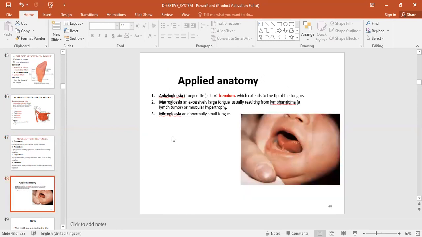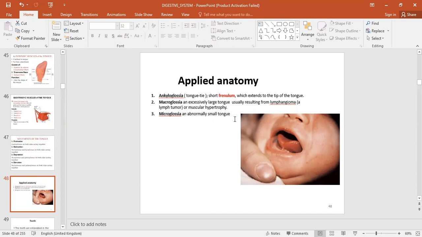Applied anatomy to the tongue mainly is a condition known as ankyloglossia. This is common. Ankyloglossia is also known as tongue tie. This is a baby born with a short lingual frenulum. You can see this baby here. That membrane is too short. So movement of the tongue is restricted here. And this child may have difficulties speaking. So that membrane has to be cut to allow the tongue to freely move.